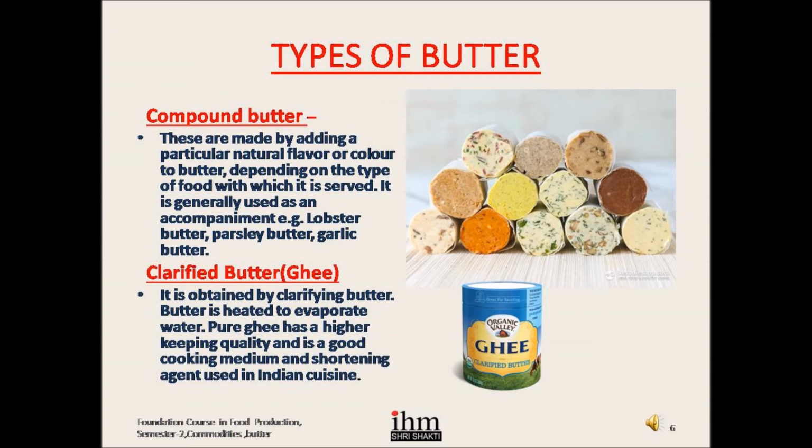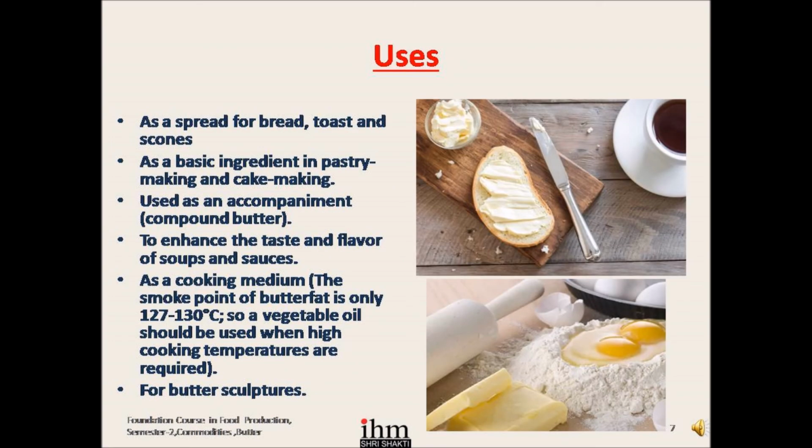Next is the clarified butter, which is also called ghee. It is obtained by clarifying butter. Butter is heated to evaporate water. Pure ghee has the highest keeping quality and is a good cooking medium, and is also used as a shortening agent in the Indian cuisine. Now let's look at the uses of butter.